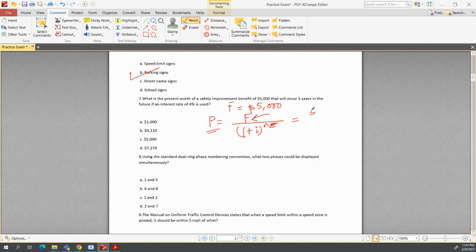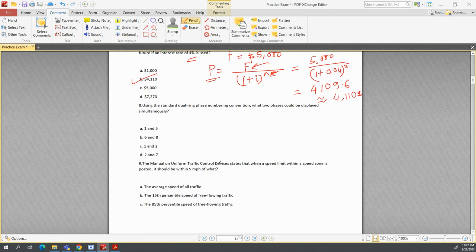So you see, if you put 5,000 here and i is 0.4% for 5 years here, then what will be the answer? You have to just find that. So this will be around 4109.6, so this will be like $4110, which we have here. This is the correct answer. So let's move to the next question.